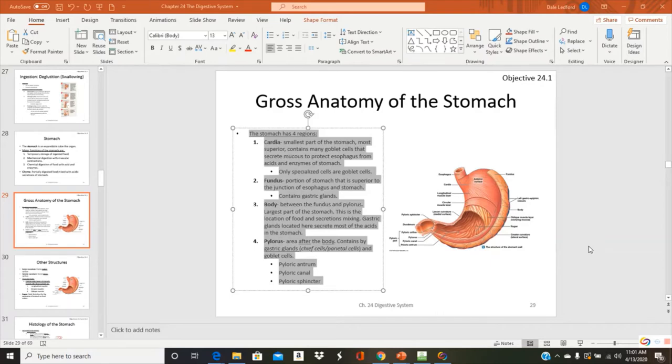Anyway, so chief cells make pepsinogen. Just remember that Pepsi is chief among colas, and that'll help you remember Pepsi, pepsinogen.